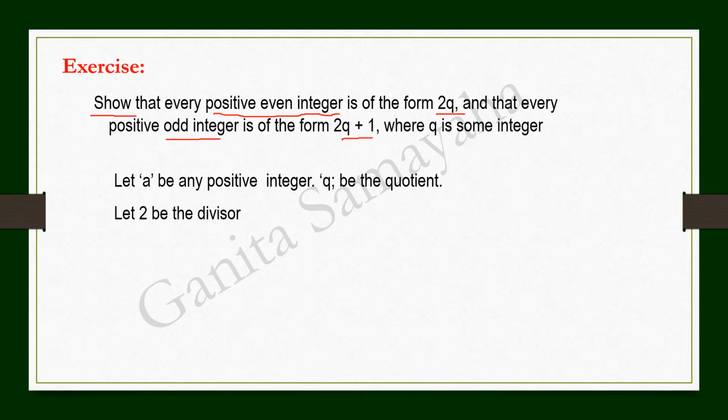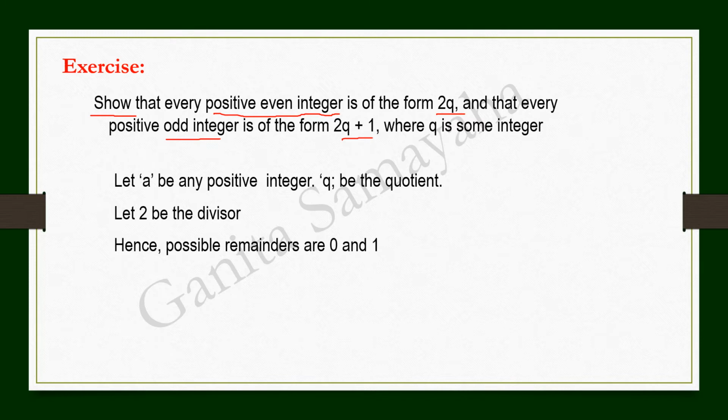The divisor is 2, because we are going to divide by 2. We are going to consider the form of the equation to be 2q or 2q plus 1. That means indirectly we are going to divide the given number a by 2. So 2 becomes the divisor. And what are the possible remainders? 0 and 1 are the possible remainders.